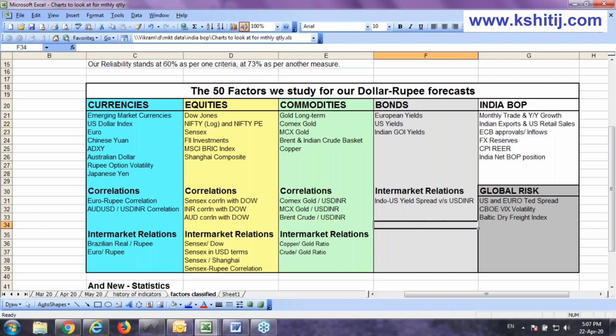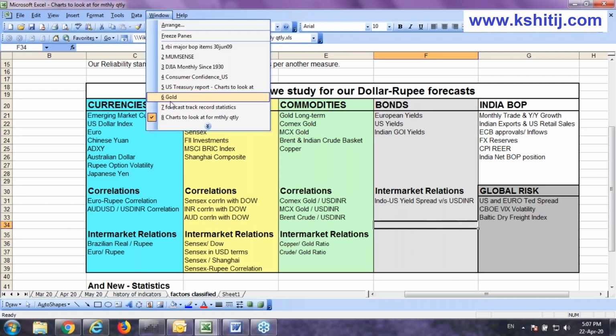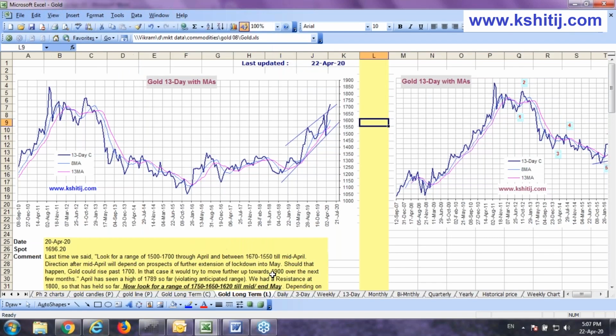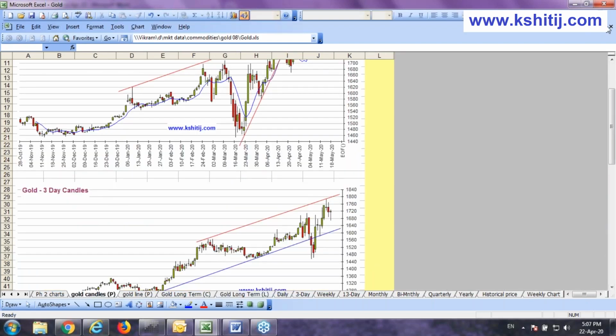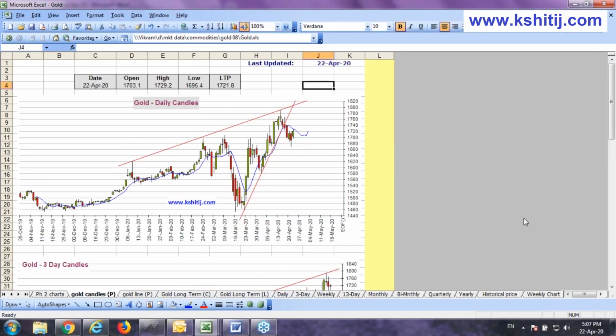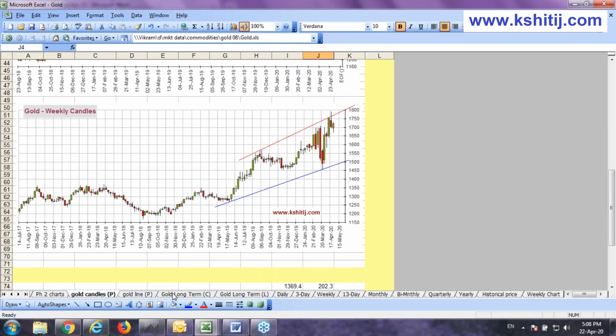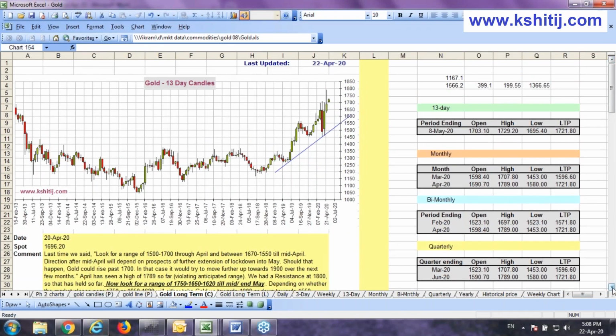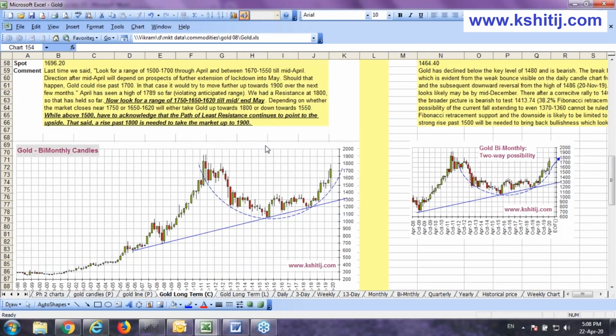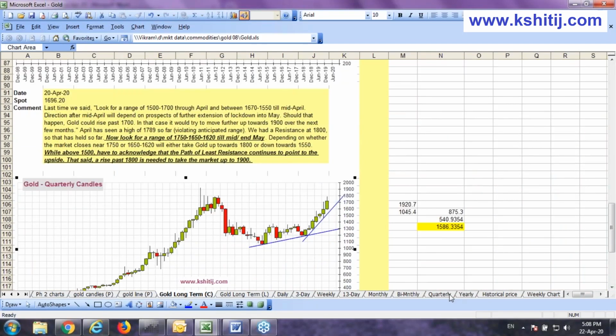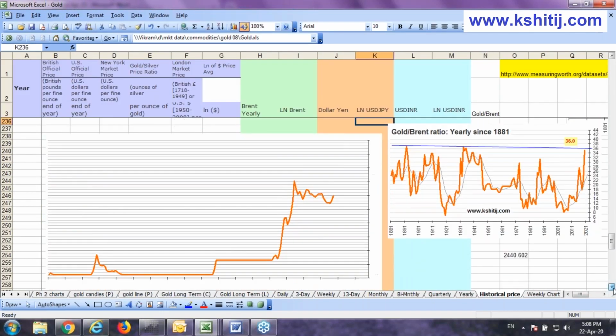Okay. So I'll take you straight away into something that we were looking at today. As a starting point, we usually look at, say, the gold charts, because gold is a kind of barometer for risk on, risk off. So we would start with that. And here is an example of the different charts that we have. This is a daily chart and a 3-day candle, weekly candles, going on to a 13-day chart, monthly chart, bi-monthly chart, quarterly charts, and even yearly charts over a very, very long history.